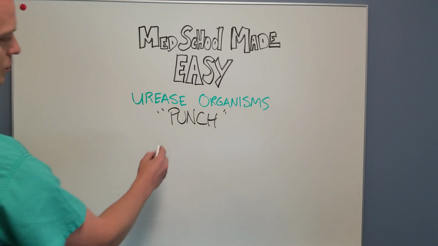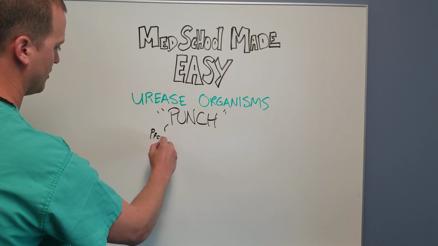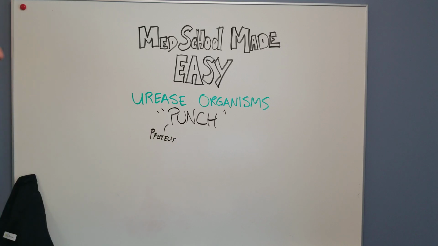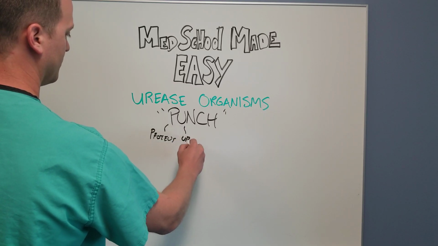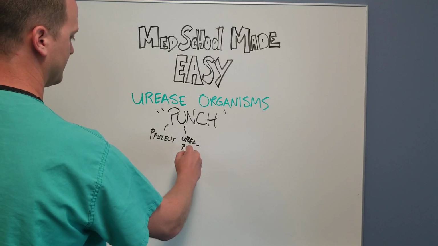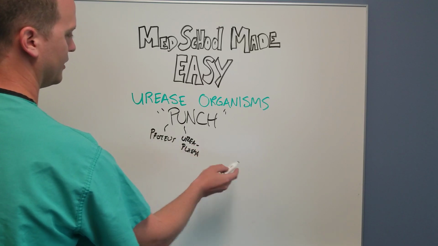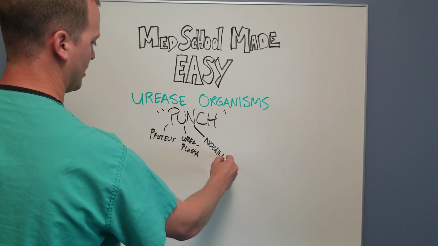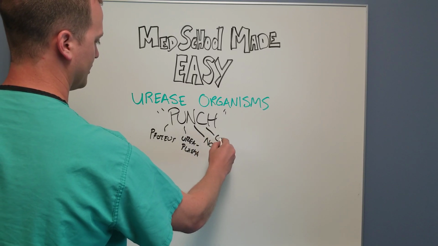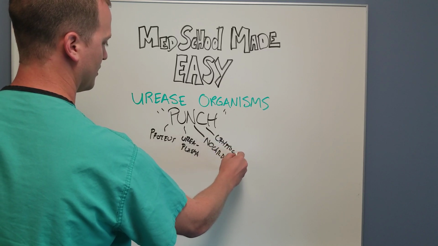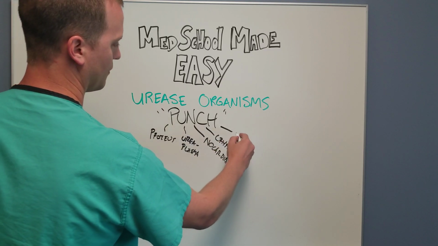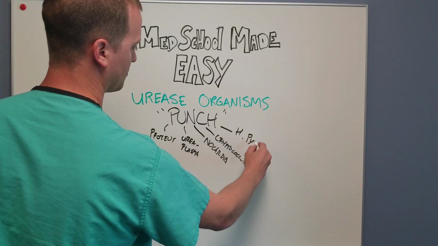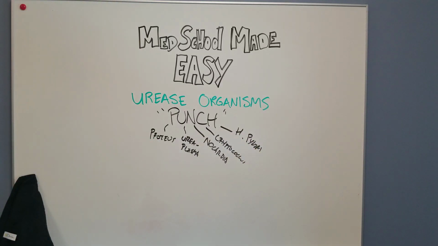Okay. The P stands for Proteus, like Proteus mirabilis. We'll talk about in a second why that's clinically significant. U is for Ureaplasma, which isn't very common clinically. The N is for Nocardia. C is for Cryptococcus, a fungus. And the H is for Helicobacter pylori, which is probably the most popular one out of this bunch. That's PUNCH, that's the mnemonic.